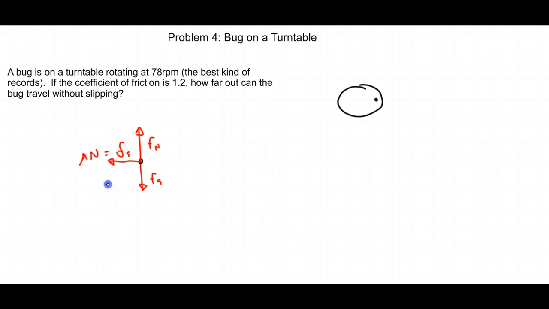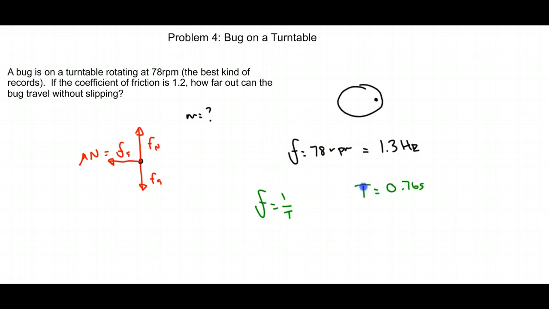Now here's the tricky thing. We weren't given a mass. Mass equals, we don't know. So let's see if we can do it. Our frequency in RPM is 78. So to get this into hertz or revolutions per second, we divide it by 60. We end up getting that it's 1.3 hertz. And remember that because frequency is inversely related to period, that means that our period is going to be 0.76 seconds, 0.769 technically, but that's fine.